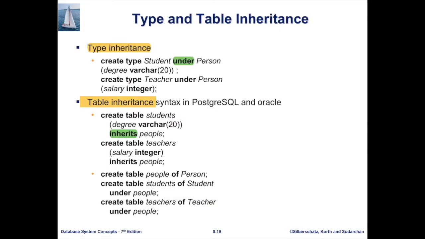Okay? So, if you noticed, we have two sub-items under table inheritance. The first item is with respect to PostgreSQL. That is how it defines inheritance. And then the second one is using SQL 1999. For SQL 1999, we need to specify the object to which it is mapped. So, create table people. Okay, so people is a table of the object type person. Create table students of object type student. Under people to specify that all attributes of people are also in students. The same with teachers.